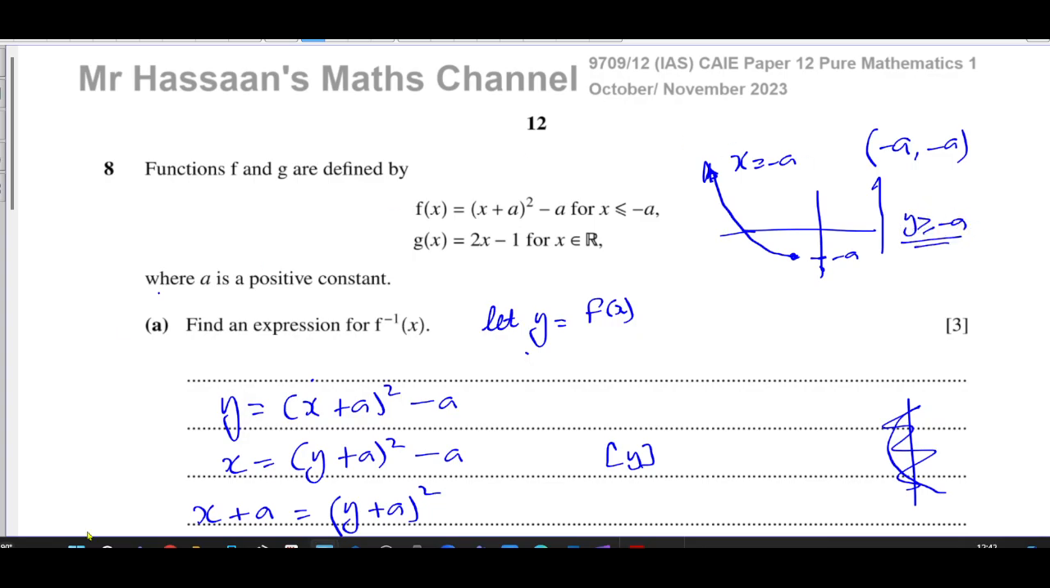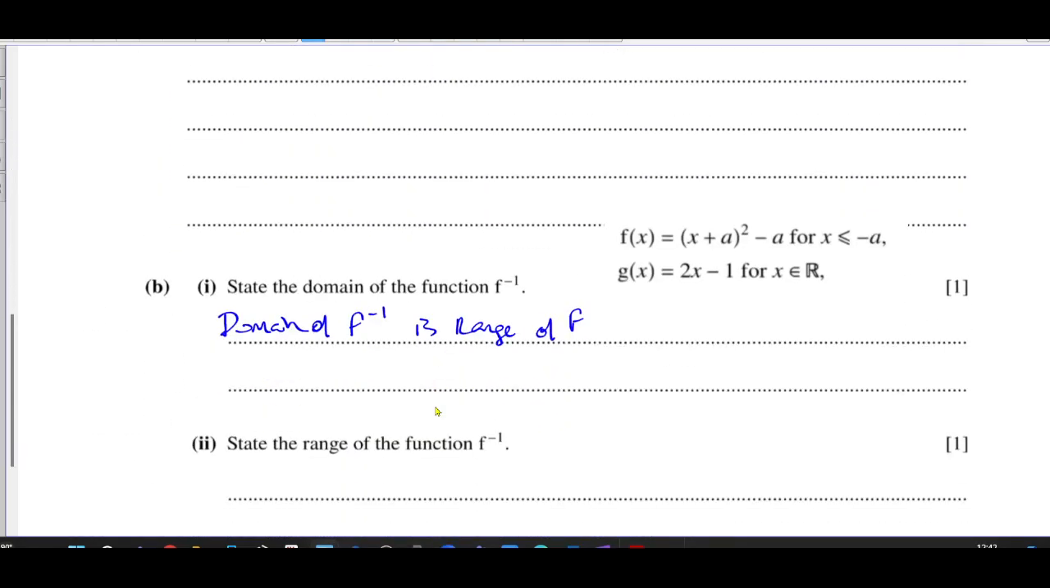So the domain of the inverse function is the range of the function f. The range of the function f is y greater than or equal to minus a. Therefore, the domain of the inverse function, because it's domain, we're going to write it in terms of x: x is greater than or equal to negative a. And then it says state the range of the inverse function.